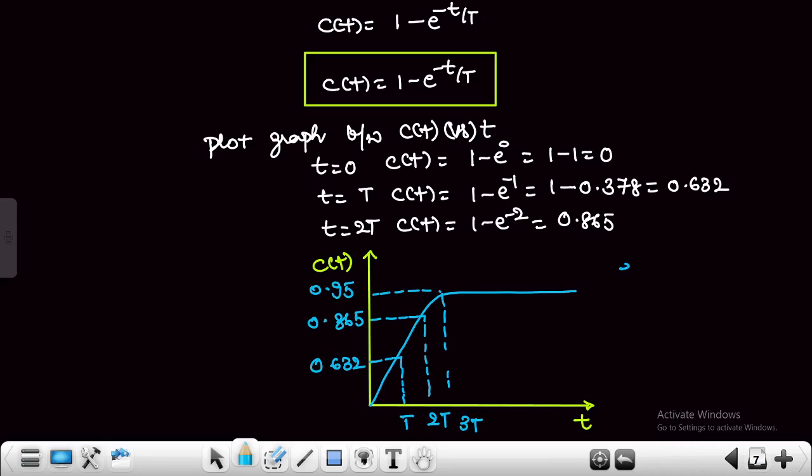What is the nature? We can say it is exponentially increasing in nature. We can write the nature of these characteristics as exponentially increasing here. So this is called the response of the first order system with unit step input.